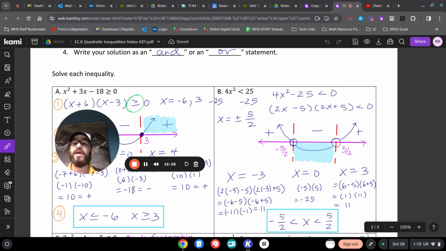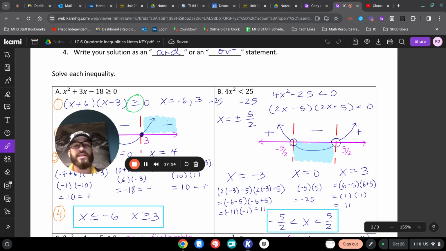Now, last time we had an a equals 1 quadratic. This time we have a difference of perfect squares quadratic. So that's going to factor into the square root of the first term and the square root of the second term, one is a subtraction and one is addition. So the square root of 4x squared is 2x, and the square root of 25 is 5. So we get 2x minus 5 and 2x plus 5 less than 0, which is going to give us the two zeros of positive and negative 5/2.